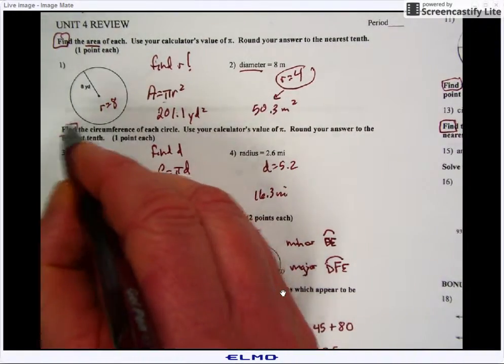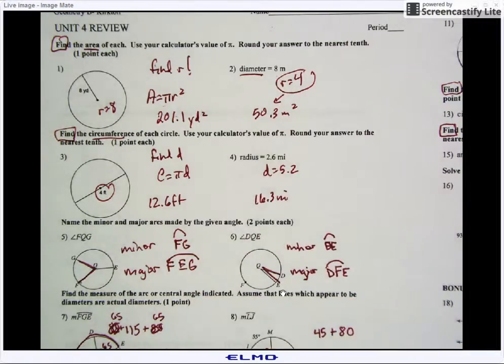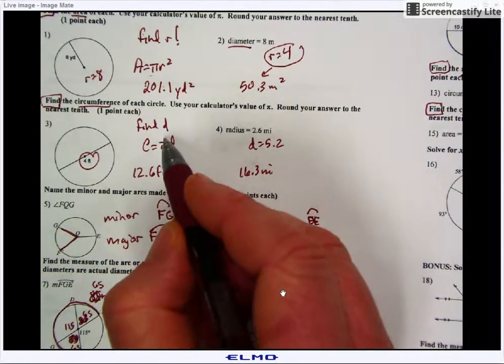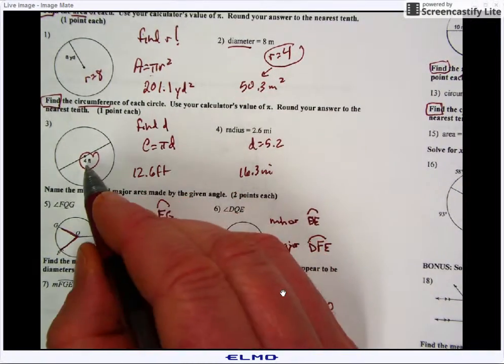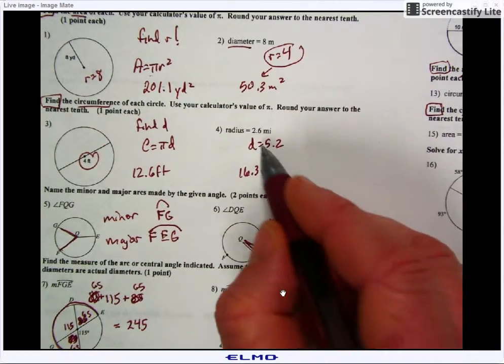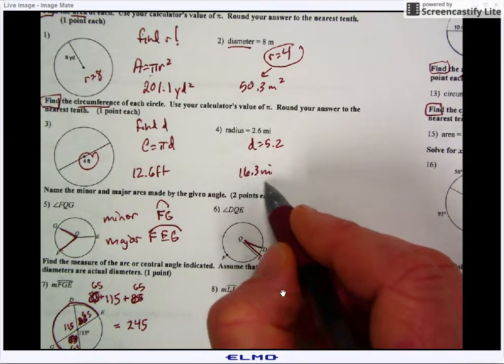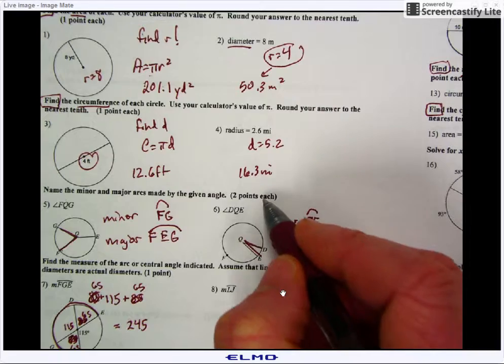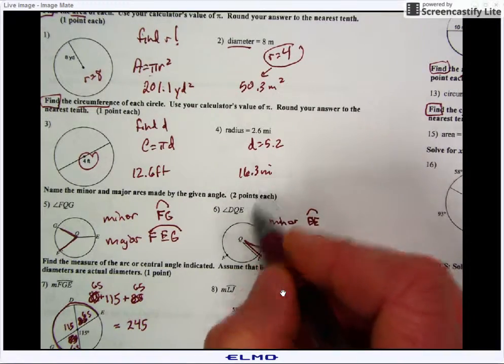The next one, we are finding the circumference of each circle. Circumference is pi d. So you want to find the diameter, which is twice the radius. They give you the diameter here. They give you the radius here. You double it, plug it in, find the diameter, and good to go.